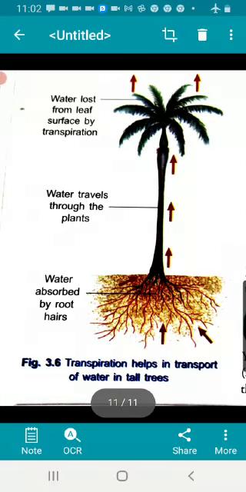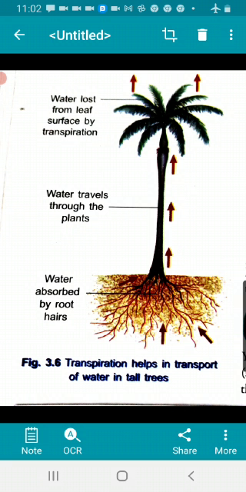The next process is transpiration. Let us see how transpiration takes place from the leaves. You know that water is absorbed by the root hairs and it goes up through the stem to the leaves. This sucking of water from the roots to the leaves is done by transpiration.